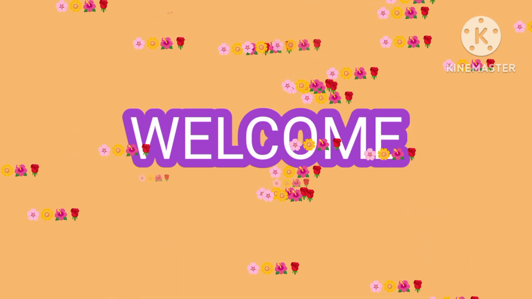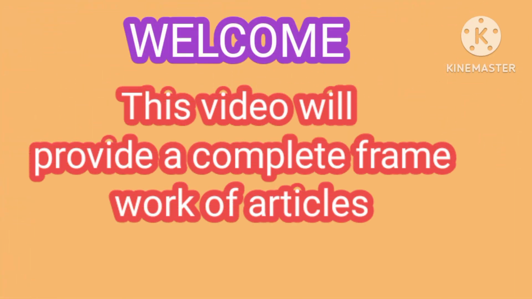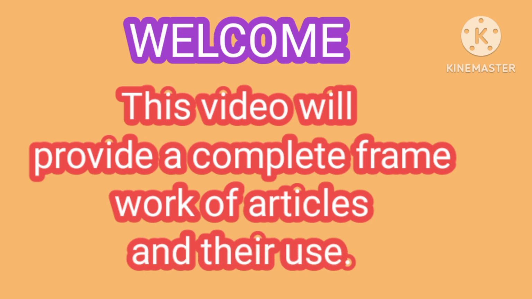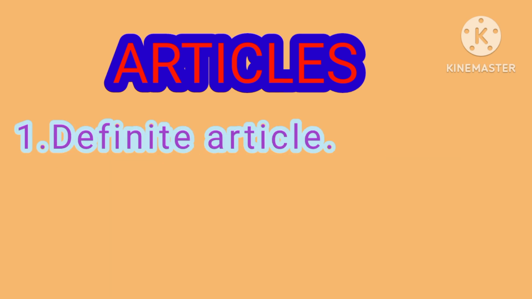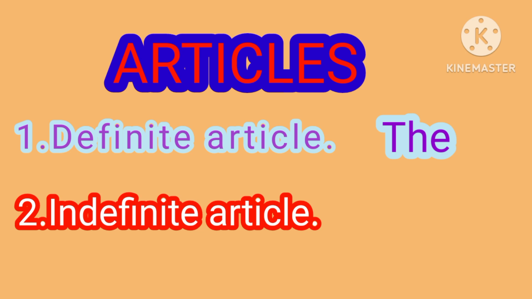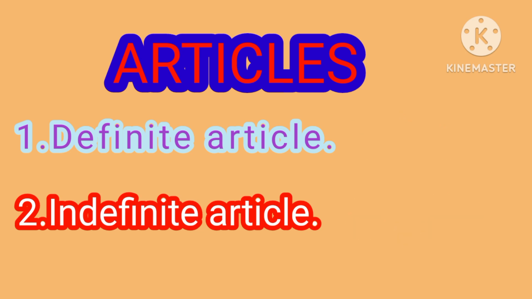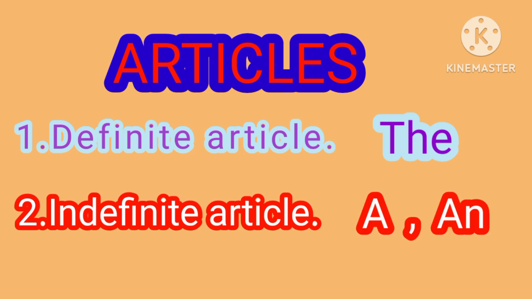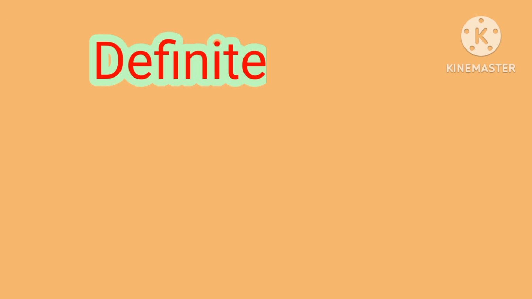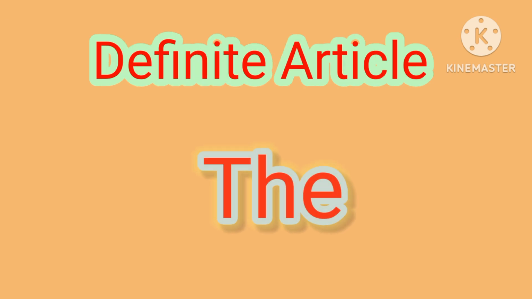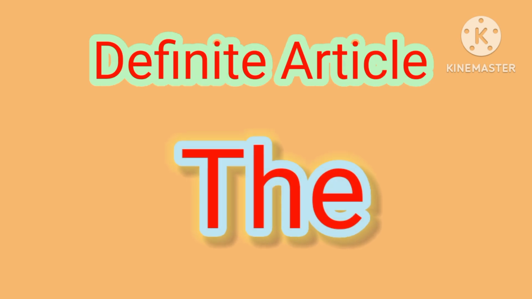Welcome. This video will provide you a complete framework of articles and their use. Articles of English grammar. Number 1. Definite article. The. Similarly, number 2. Indefinite article. A and an. First of all, let's start with the definite article the.